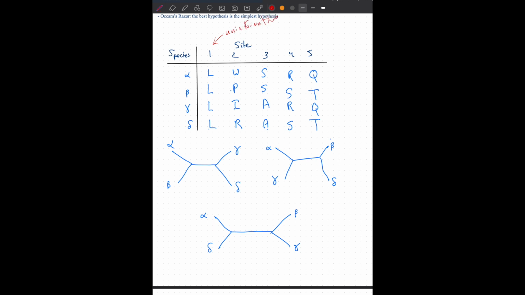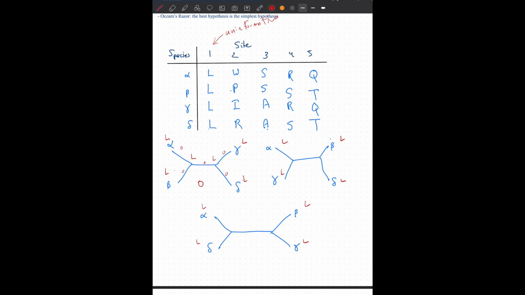Why is it uninformative? Well, if I put L on these 4 leaves, in any of these 3 trees, what is my score? If I have an L down here and an L here, and I put L there, there are no mutations observed. 0 mutations there. L to L is 0. I have L here, and I have L there. So now I can put, for example, an L here at the internal node. There are no mutations there, and there are going to be no mutations between those 2 nodes.